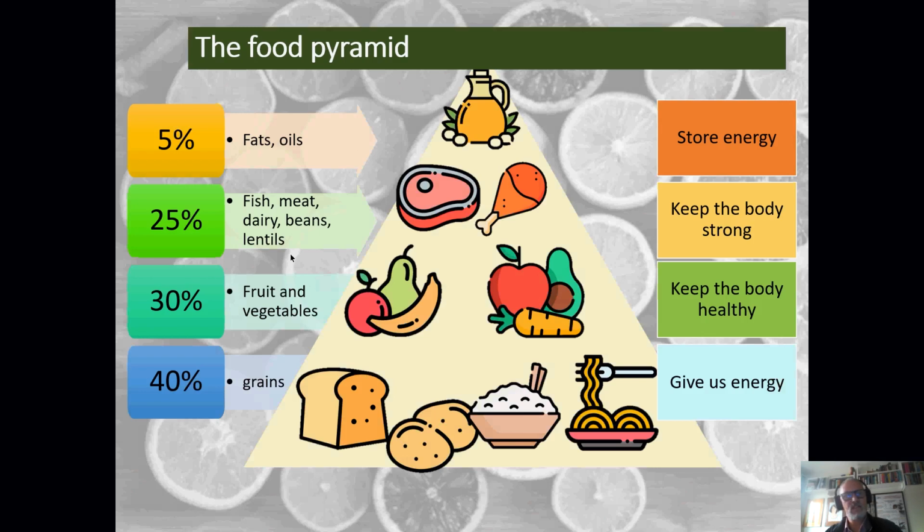And part of this is to constantly adapt to the situation around you, but it's just part of the nature of things, which is that there is a continual renewal. Okay, so your proteins, you've got your fish, your meat, your dairy, your beans, your lentils, so you have both animal protein and vegetable proteins. Then you've got your fruit and vegetables, which should make up about a third of what you eat.